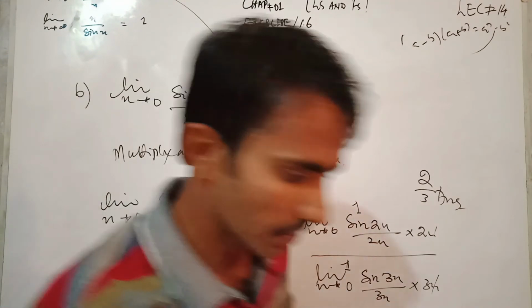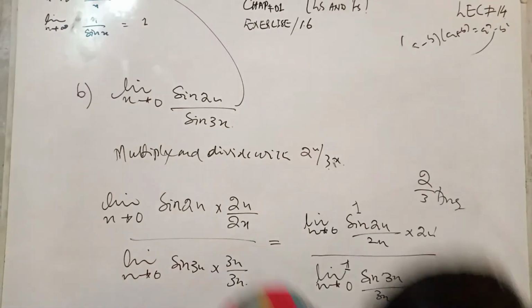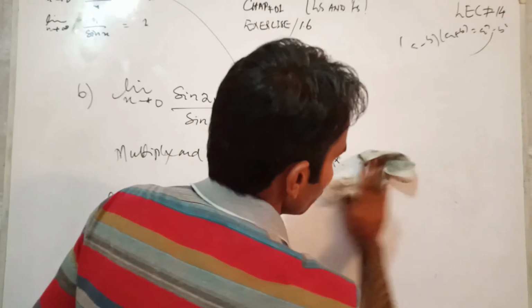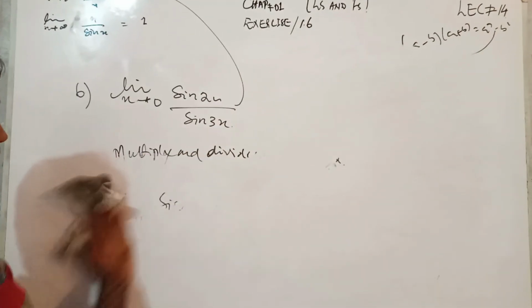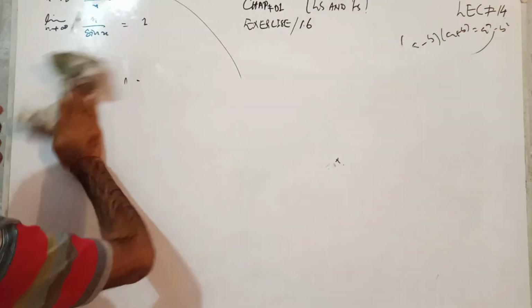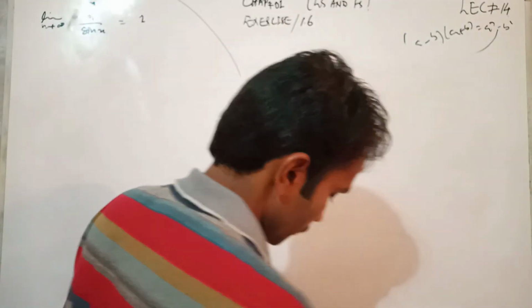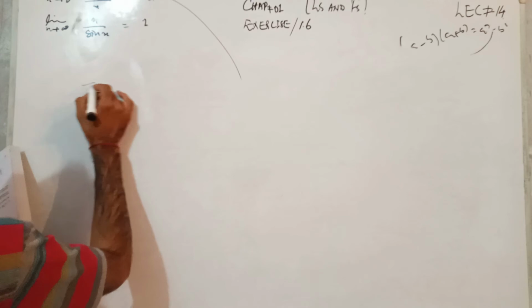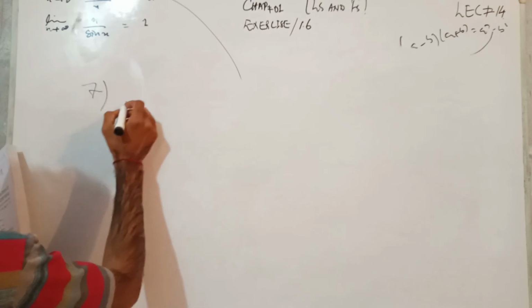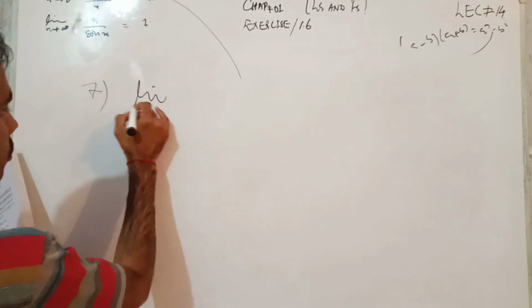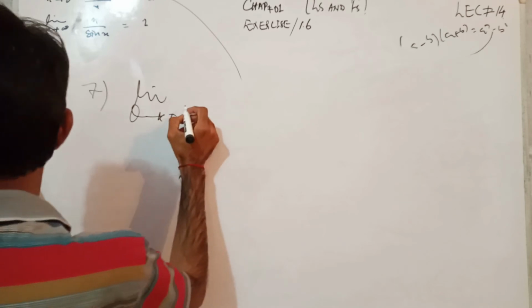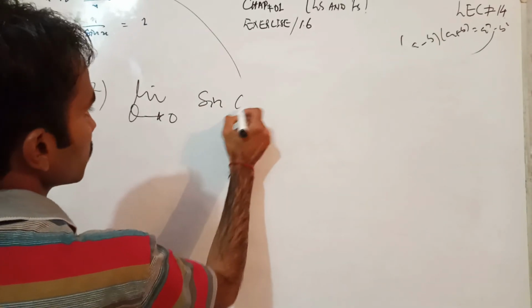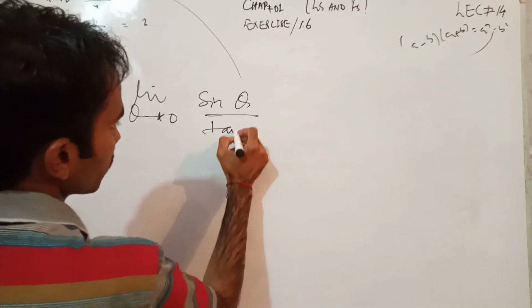In question number 7, we will do the same method, but with a change. These are very simple if you understand the formula and the trick. So question number 7 is very easy. Question number 7 is limit theta approaches to 0 sine theta divided by tangent theta.